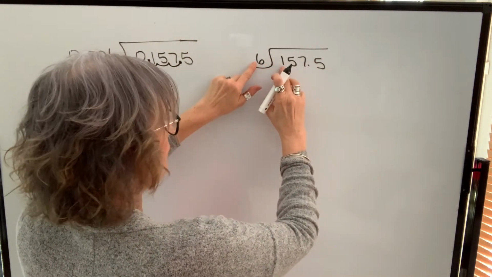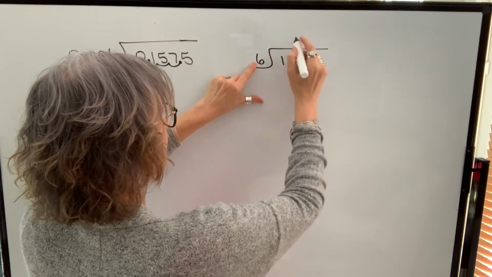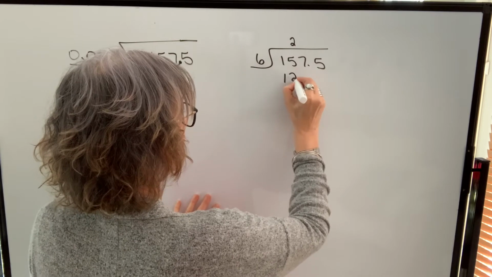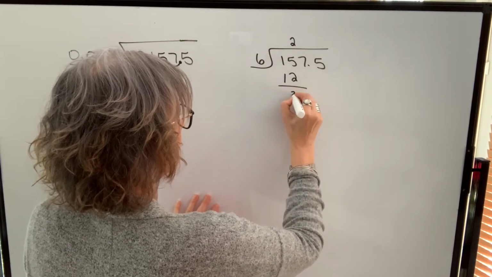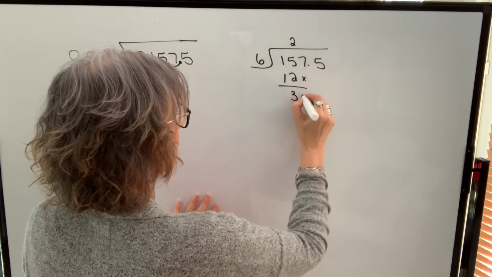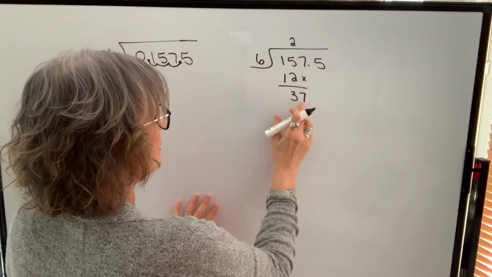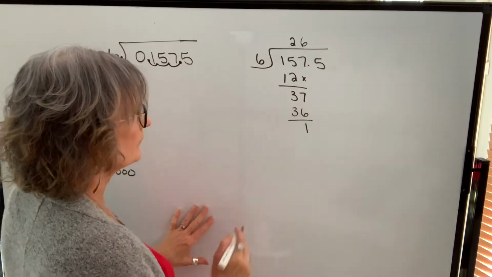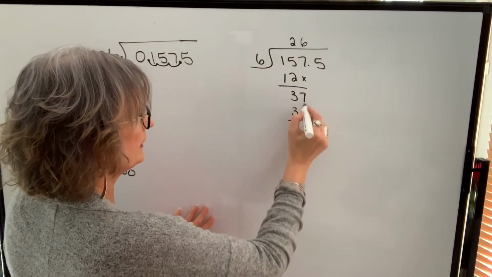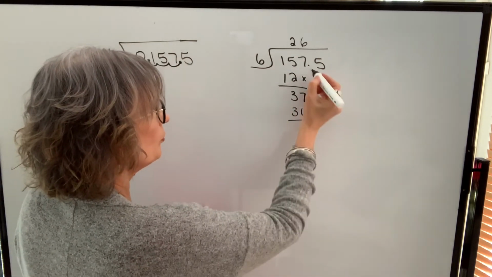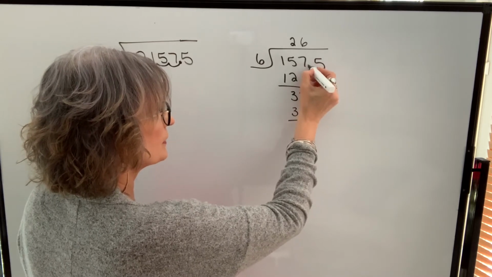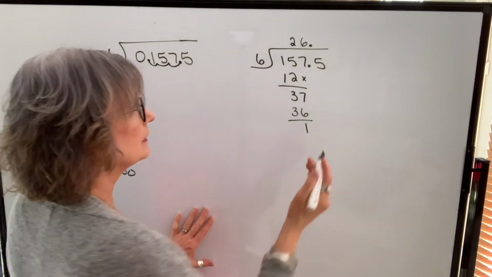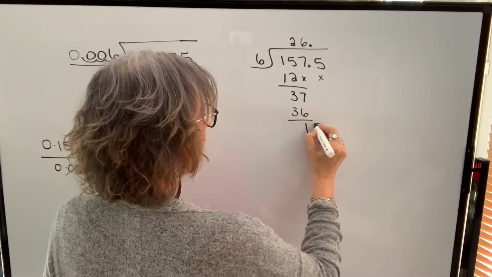6 goes into 1, no it doesn't. 6 goes into 15, yes it does, 2 times. So 6 times 2 is 12. We subtract, and then we bring down the next digit. 6 into 37 is 6 times. 6 times 6 is 36, and then we subtract. Now, before I bring down my next digit, there's a decimal point here, so there will be a decimal point in my quotient as well. Now I can bring down that 5.